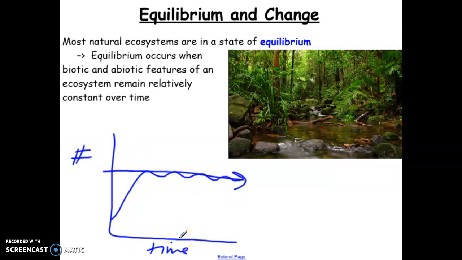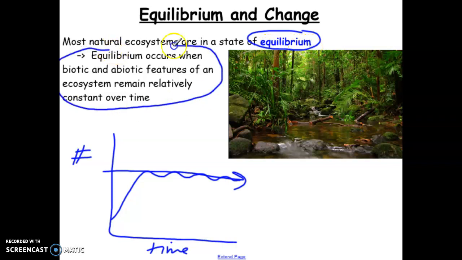Here we're talking about equilibrium, which is similar. It means that it's staying relatively constant, but here we're talking about an ecosystem equilibrium, meaning the biotic and abiotic things that are involved in that ecosystem. So this could be number of predators, number of prey, the amount of sunlight, the amount of water, the amount of shelter. They're staying constant over a certain amount of time.